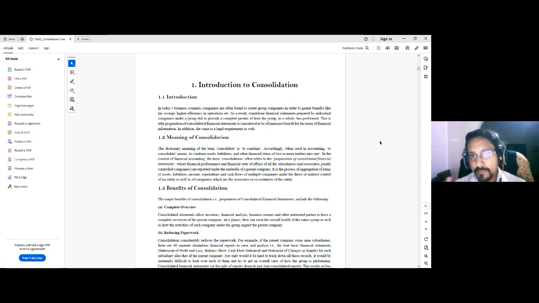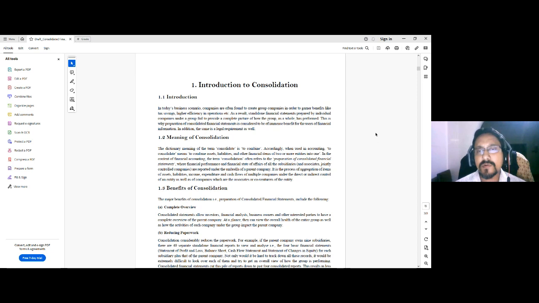Okay, so through consolidation, we are actually aiming to prepare consolidated financial statements, where the financial performance, that is the profit and loss, and financial state of affairs, that is the financial position of the parent organization, along with all its subsidiaries, and now the associates and jointly controlled companies also are reported under the umbrella of the parent company. So basically, by consolidation, we aim to prepare consolidated financial statements.